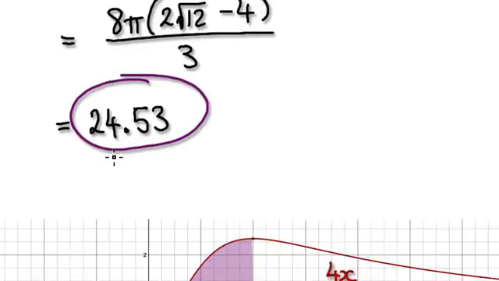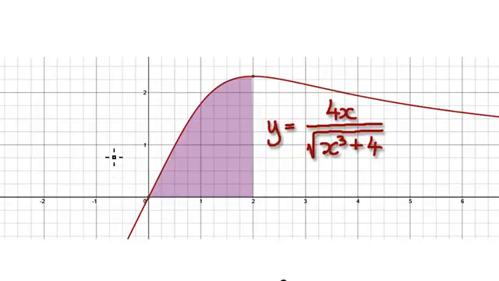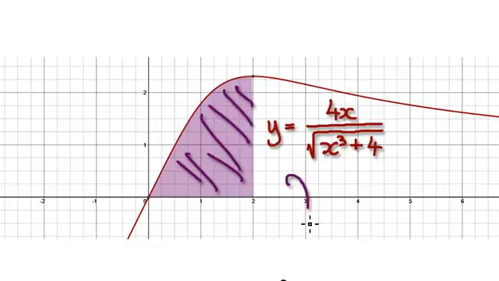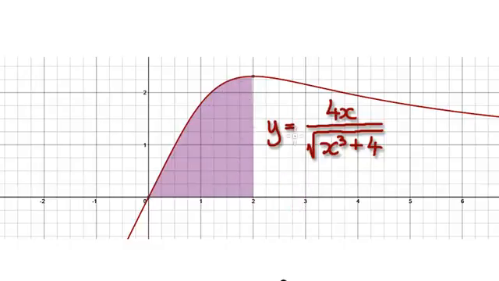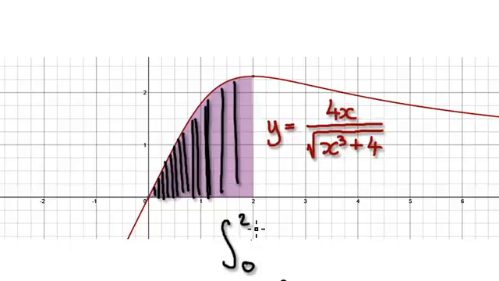So now we're going to look at it as we rotate it along the x-axis. We're going to rotate this area here along the x-axis, and we're going to sum up all the disks in this case, from 0 to 2.